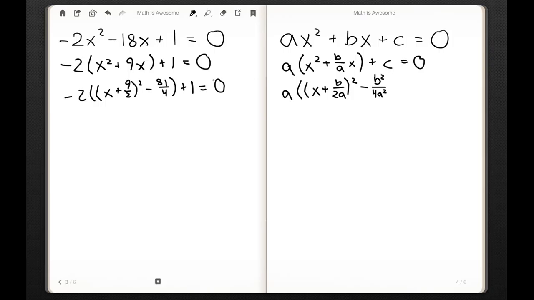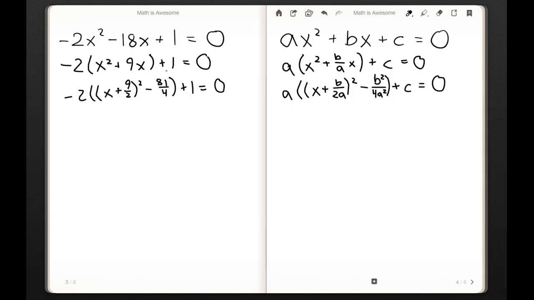And then we just write what's left over on the outside. Whoops, don't want to forget that. Close parentheses there. This whole thing is being multiplied by the a.